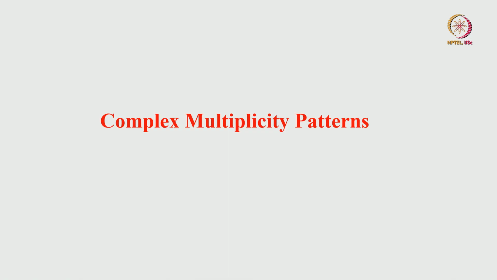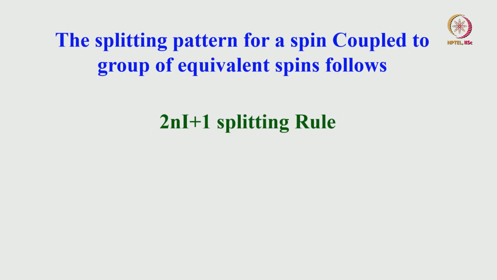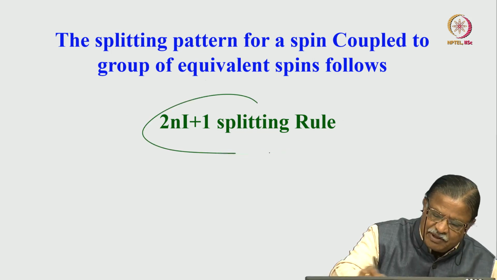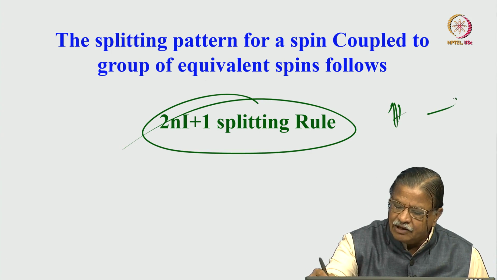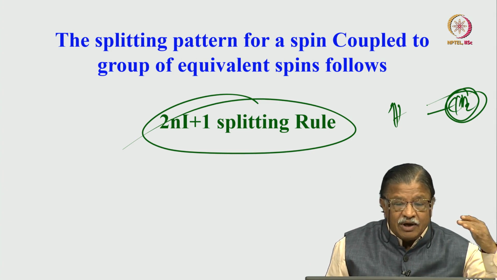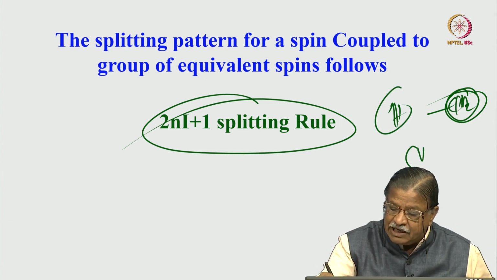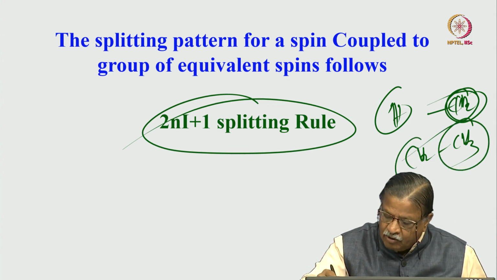With this, we will continue further today and discuss more about what is called complex multiplicity pattern. I already told you about multiplicity pattern, but how do we get complex multiplicity pattern? We will try to understand today among chemically equivalent spins and among different spins. If there are chemically equivalent spins, which we already discussed, one proton may be coupled to another group of protons like CH2, where 2 protons are chemically equivalent, or CH2 may be coupled to CH3. These are also groups of equivalent protons.